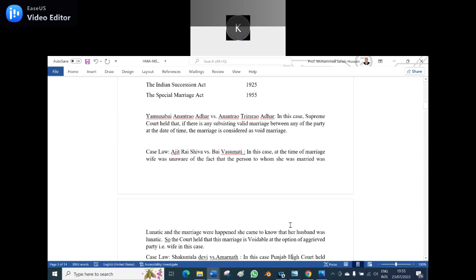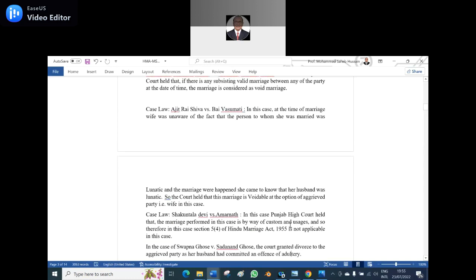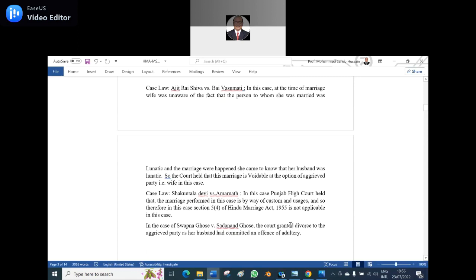The next case law is Shakuntala Devi versus Amarnath. In this case, the Punjab High Court held that the marriage was performed by way of custom and usages, and therefore Section 5(4) of the Hindu Marriage Act 1955 is not applicable, because it is a custom and usage marriage. That means custom and usage marriages are valid marriages in India. What is the name of the case law? Shakuntala Devi versus Amarnath.